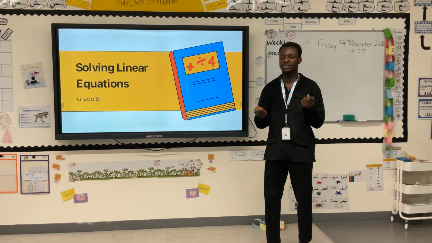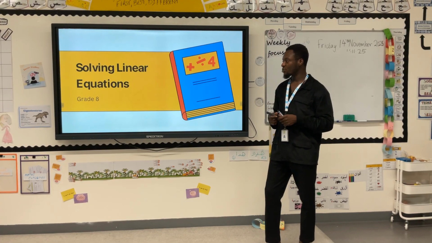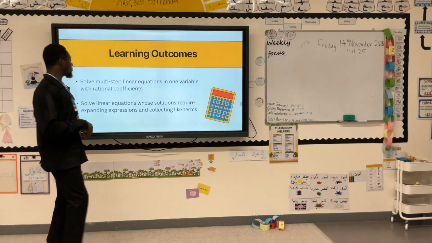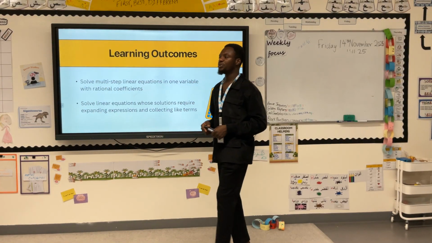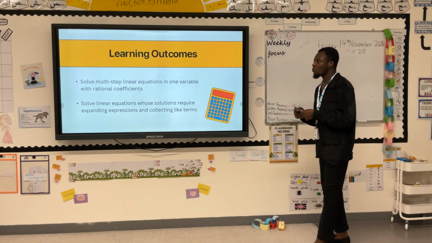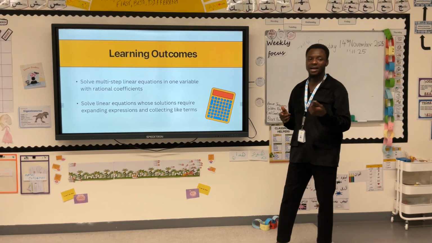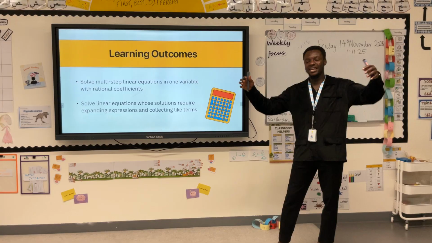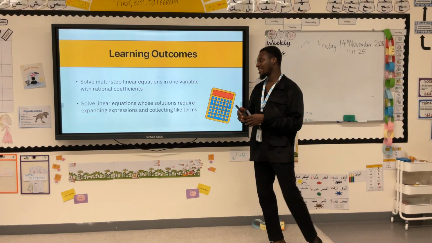Today we are going to deep dive into solving linear equations. By the end of our lesson today, we will be able to solve multi-step linear equations in one variable with rational coefficients, as well as solve linear equations whose solutions require expanding an expression and collecting the like terms.